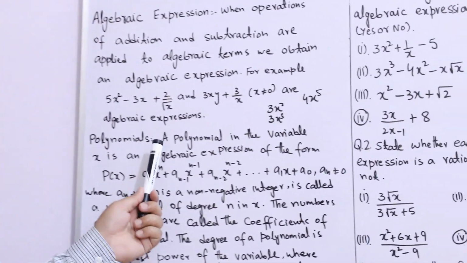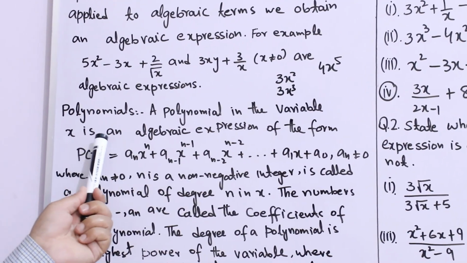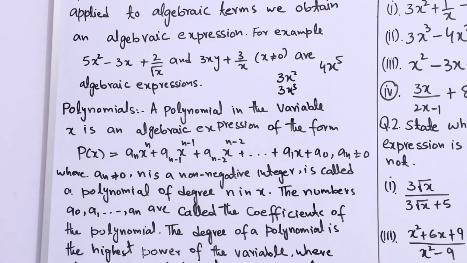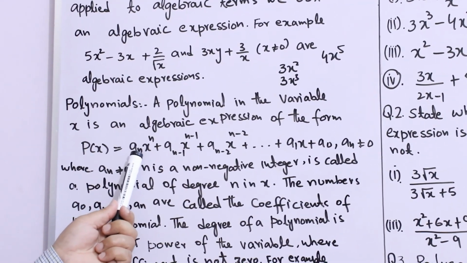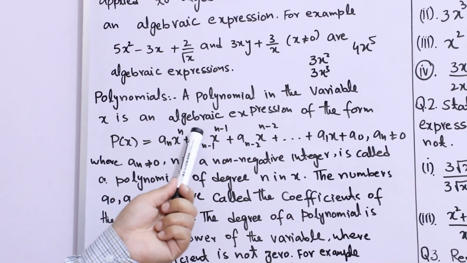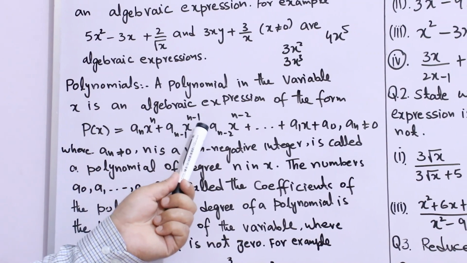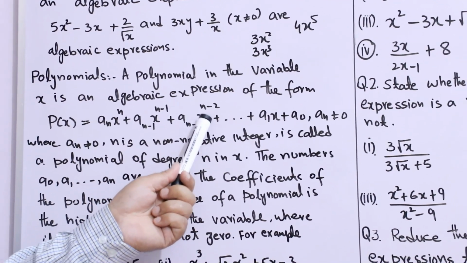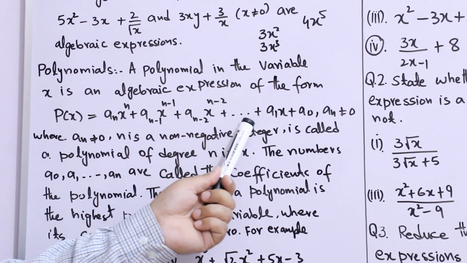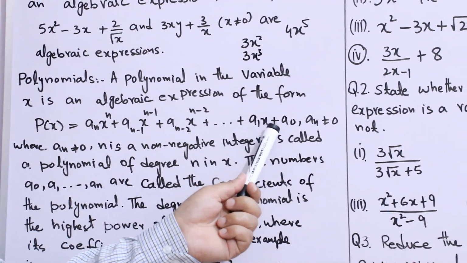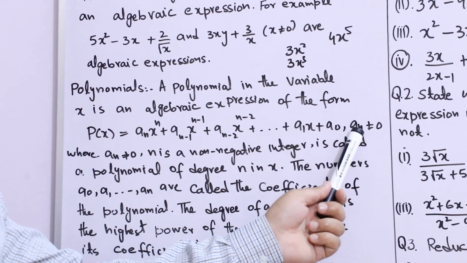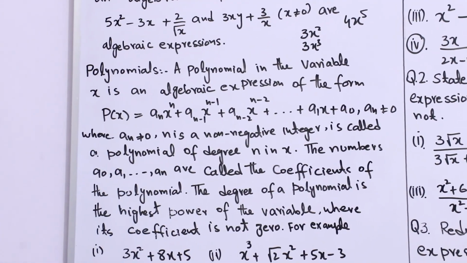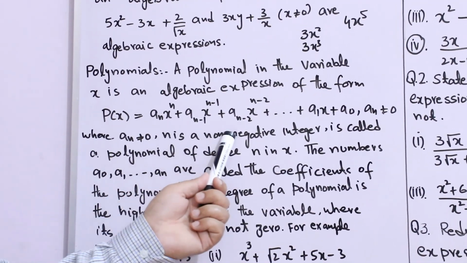Polynomials. A polynomial in the variable x is an algebraic expression of the form p of x is equal to an x raised to power n plus an minus 1 x raised to power n minus 1 plus an minus 2 x raised to power n minus 2 plus and so on up to a1x plus a naught. The condition is that an is not equal to 0, and n is a non-negative integer.